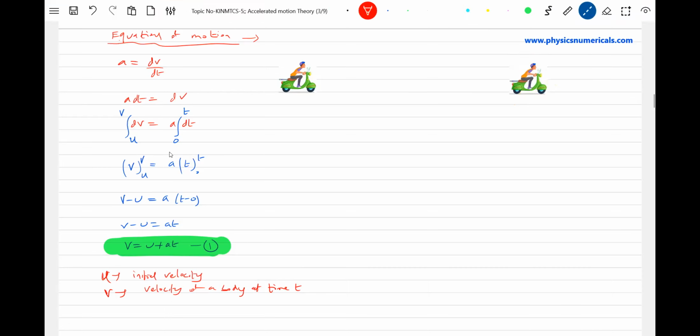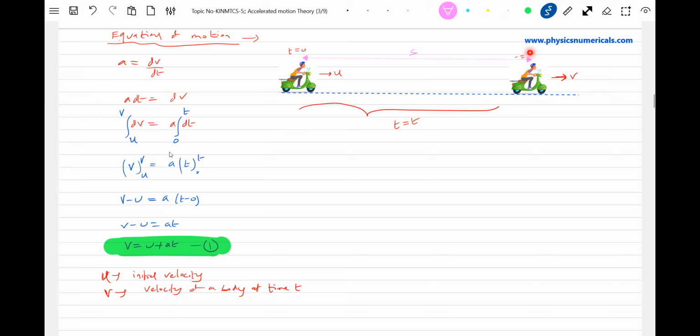Now this person is moving on the road. At t equals 0, what was the velocity of him? After some time t, what is the velocity of this scooter? Let it be v. This is the interval of time. Able to understand? In that interval of time, some distance is also covered. Let it be s. We will try to get a relationship for this also.